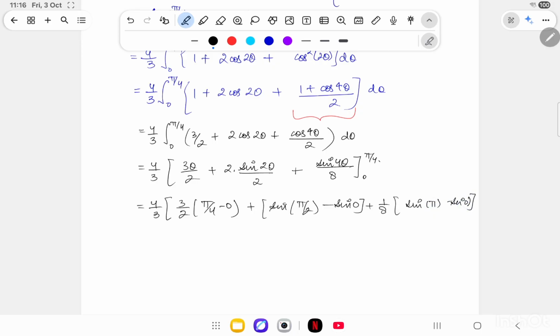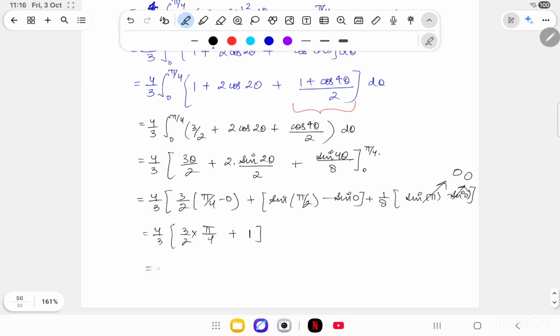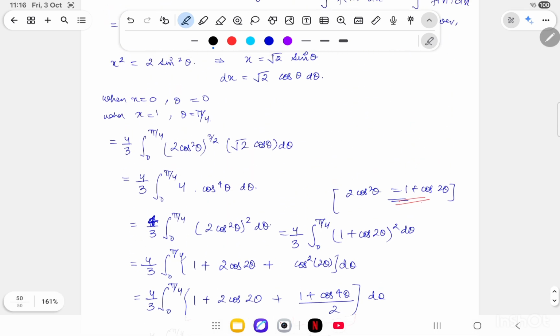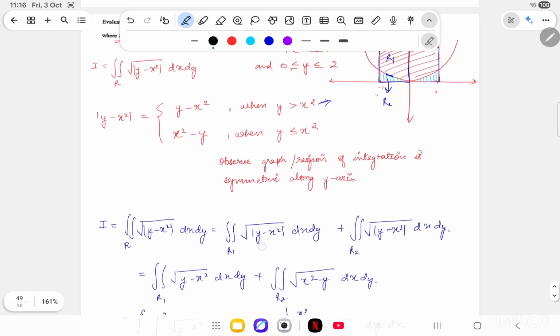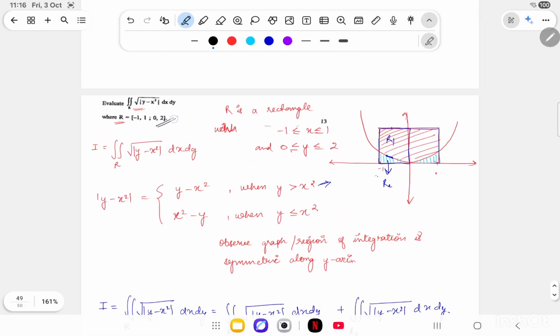Now it simplifies to 4 by 3 into 3 by 2 into pi by 4 plus sin pi by 2, which is 1. Sin 0 is 0, and again sin pi and sin 0 both are 0, so this term reduces to 0. So our integration is pi by 2 plus 4 by 3. So this is the value of the integral that we were calculating. So this integration is equal to pi by 2 plus 4 by 3.